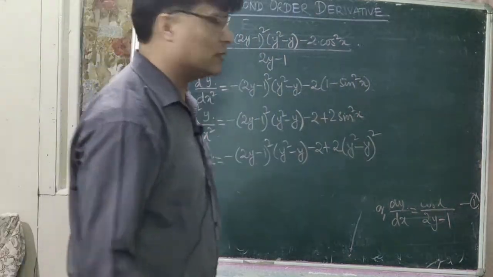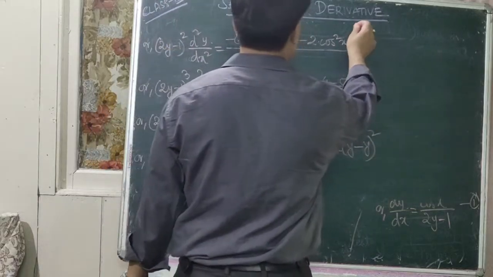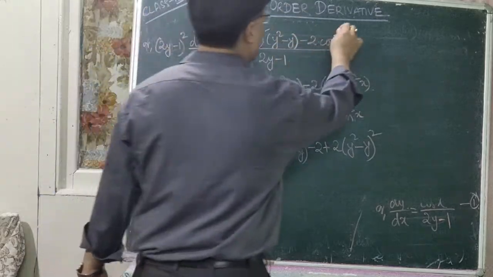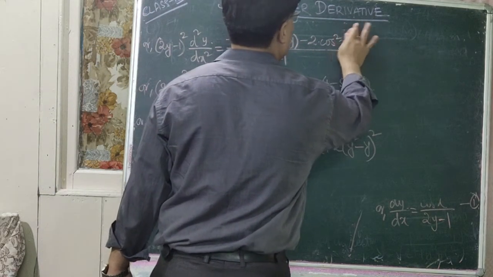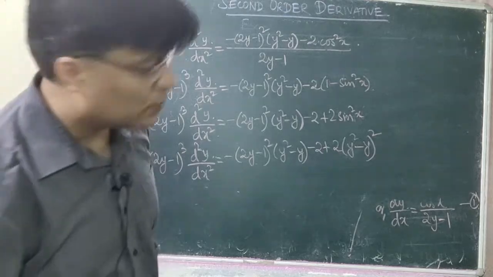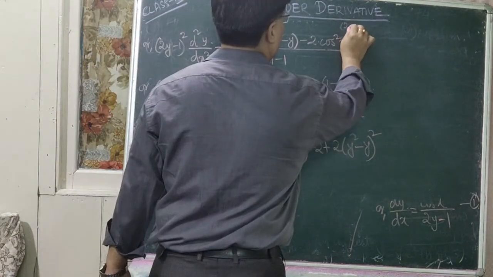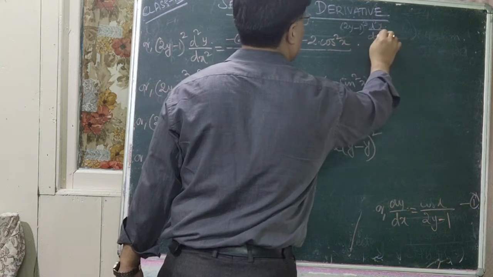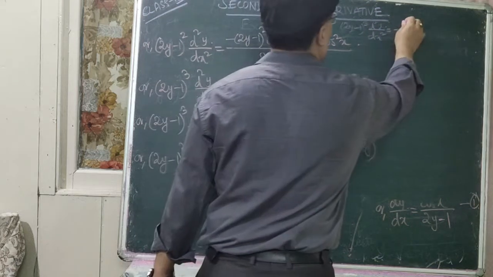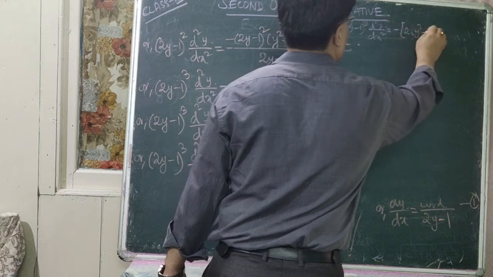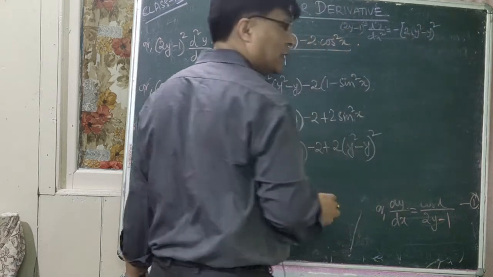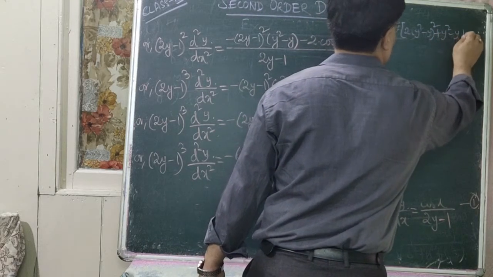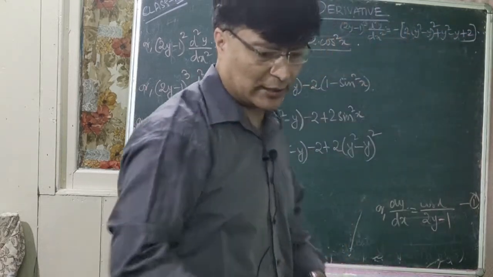So you have to prove this result. What is to be proved? I will write it here. You have to prove that (2y minus 1) whole cube d2y by dx square is equal to minus, within third bracket, 2 into (y square minus y) whole square, then I think plus y square minus y plus 2, isn't it? You have to prove this result.